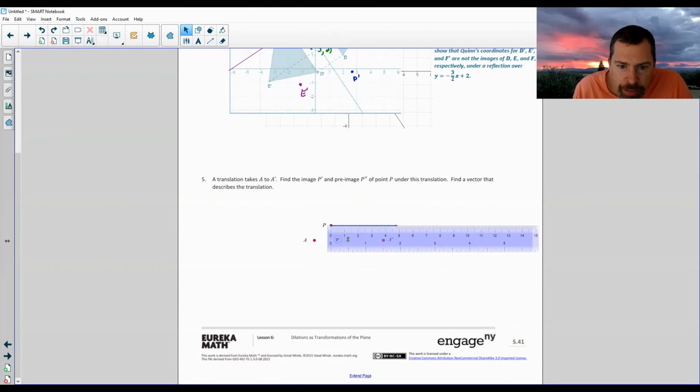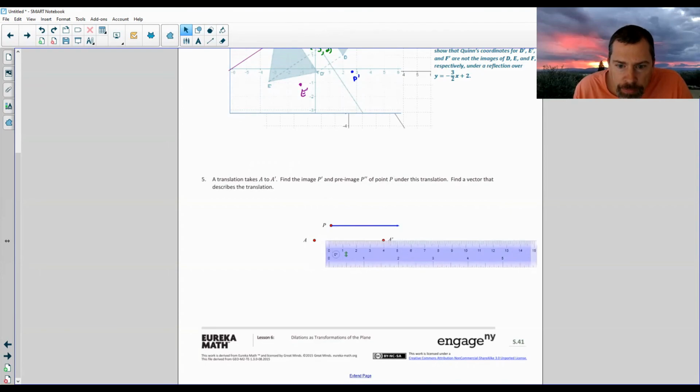That in essence would do what I can do electronically, which you can't do on paper. What it would do is move this to there. So I'd put a dot right here and call that P prime.